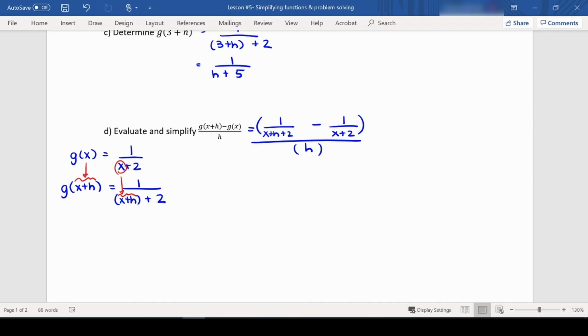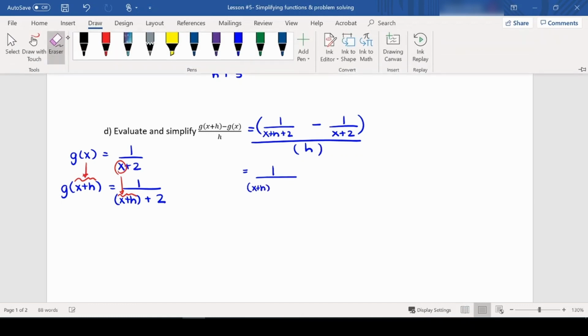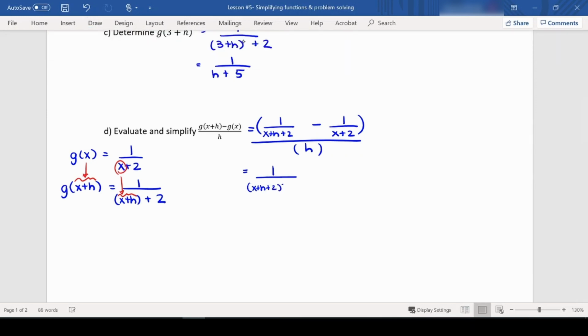Now on the top, I'm going to need common denominators to be able to simplify the top here. The left-hand fraction needs to be multiplied by x plus 2. The right-hand fraction needs to be multiplied by x plus h plus 2. And this is all over h.